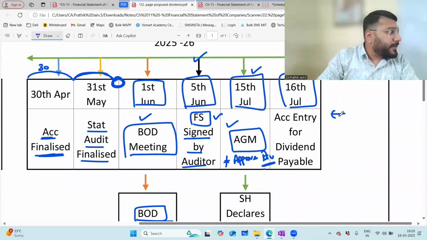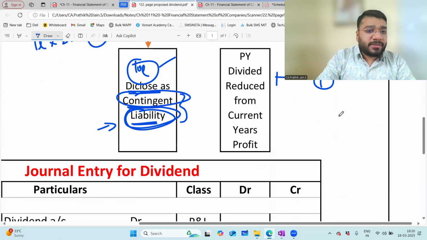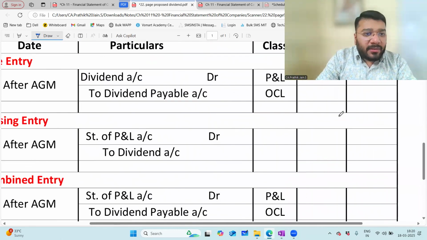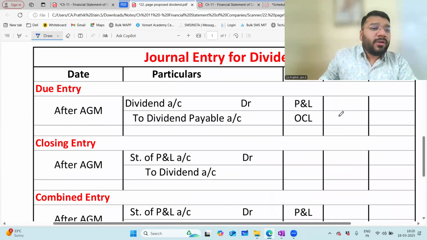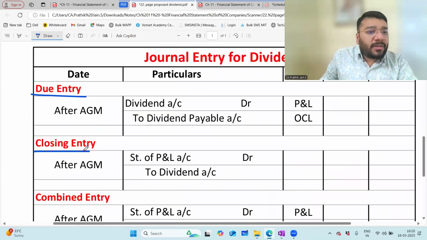Two types of entries can be passed. Whichever you are comfortable with, you can pass. Some companies prefer passing separate entries. Meaning, the due entry separately and the closing entry separately.